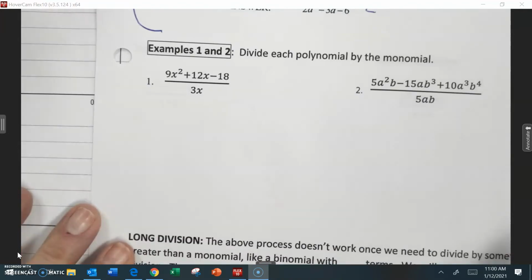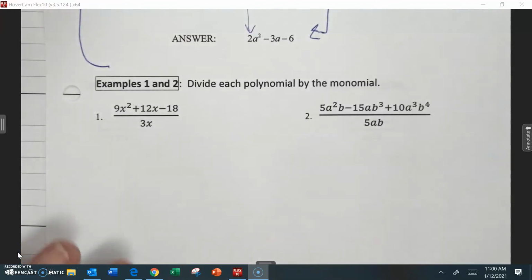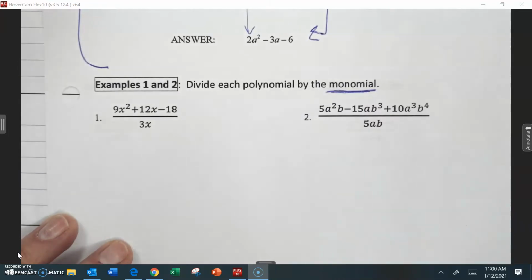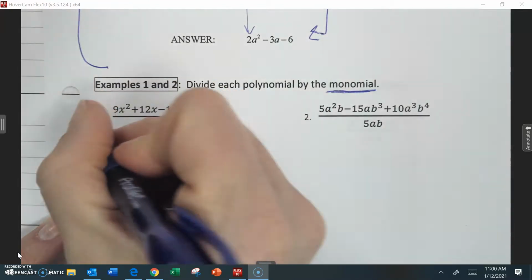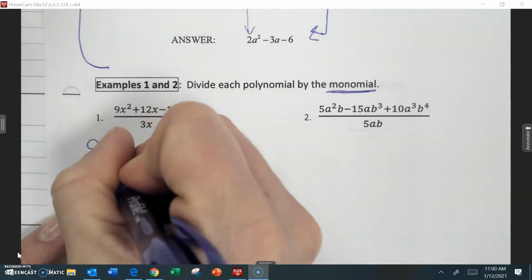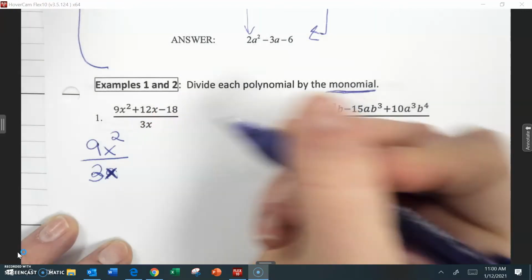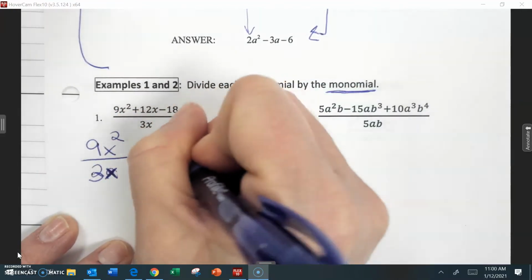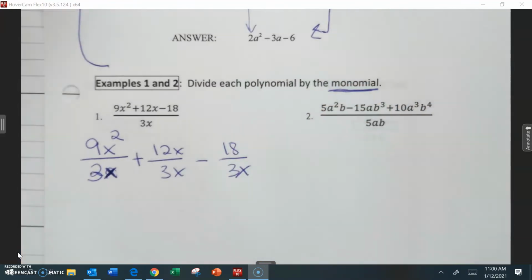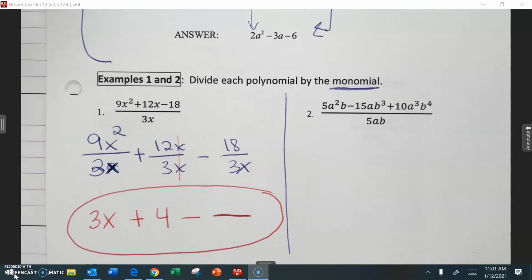It says divide each polynomial by the monomial. So keep in mind, this is just a review right now because these are monomials. It's going to get a little stickier. All right? So what we're going to do is write the trinomial, and we can divide each term. That's supposed to be an x. What am I doing? 3x. I kept thinking a's. Plus 12x divided by 3x minus 18 over 3x. Okay? So go ahead and simplify that. All right, let's check and see how you did.